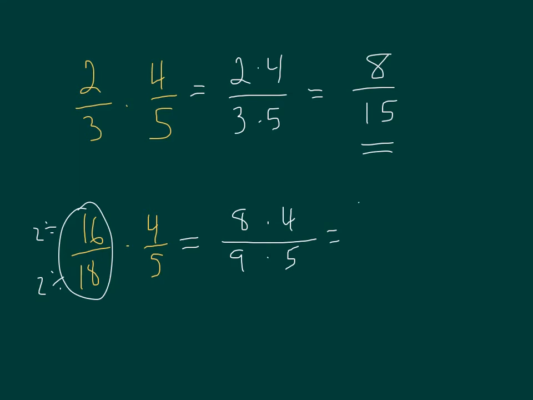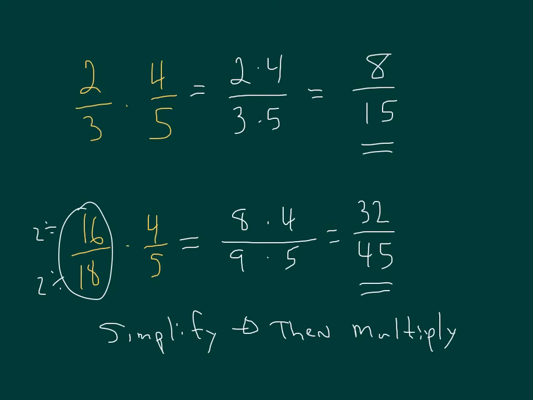8 times 4 is 32, and 9 times 5 is 45. Are there any common factors for 32 and 45? The answer to that question is no. So 32/45 is the simplified version of 16/18 times 4/5. So the trick here is to simplify first, then multiply. And this is my best attempt at drawing an arrow. Sorry about that.